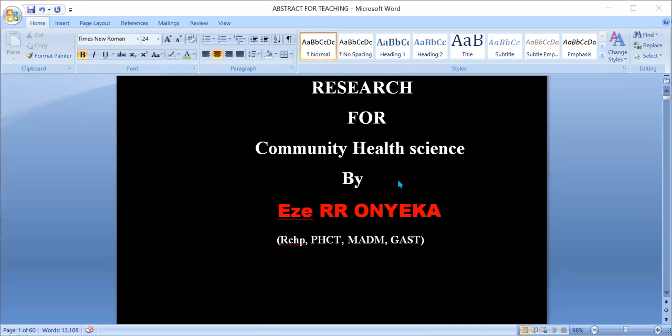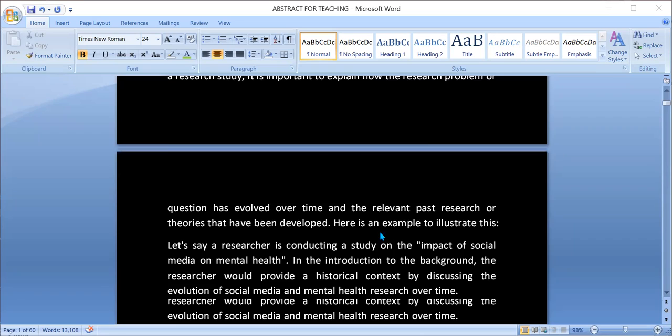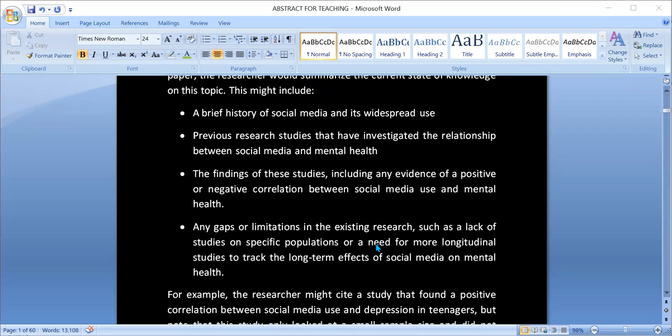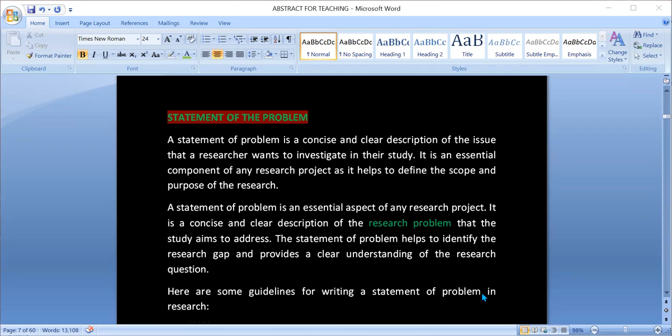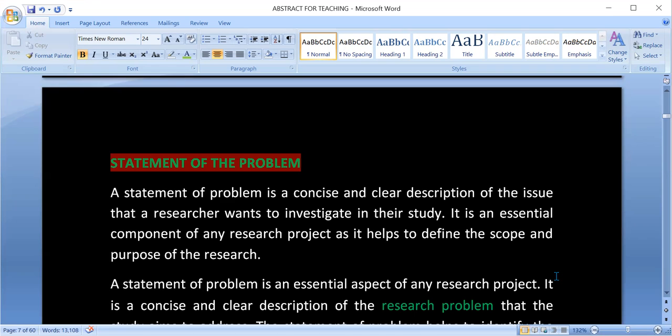So today we'll be looking extensively at the statement of a problem. And we say that a statement of problem is a concise and clear description of the issue that a researcher wants to investigate in their study. It is an essential component of any research project as it helps to define the scope and purpose of the research.